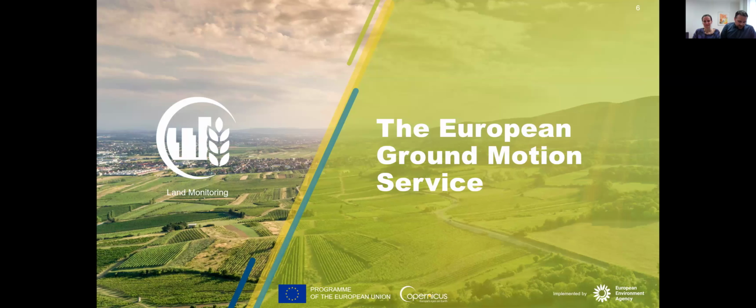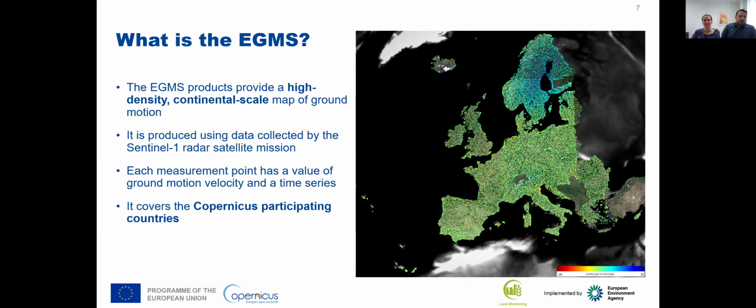So let's move to the technical part, and let's speak about the European Ground Motion Service. I hope that some of you or all of you already know the product, but here is a brief overview of it. The EGMS is a continental scale high density map of ground motion. What you see in the map is 13 billion points that have been produced by analyzing hundreds of Sentinel-1 radar images. And each measurement point has a value of ground motion velocity and a time series.